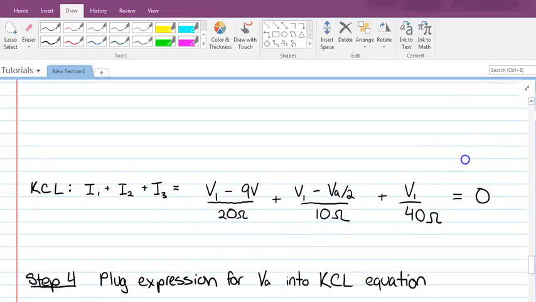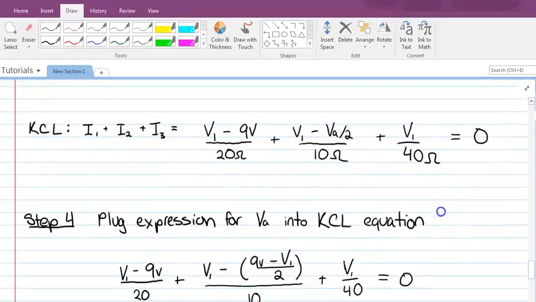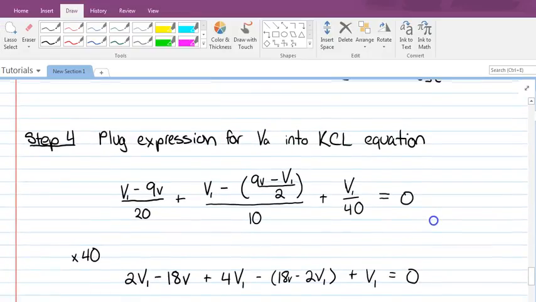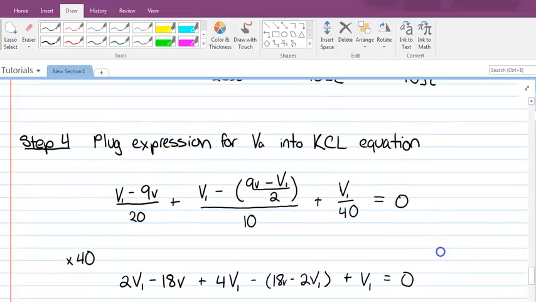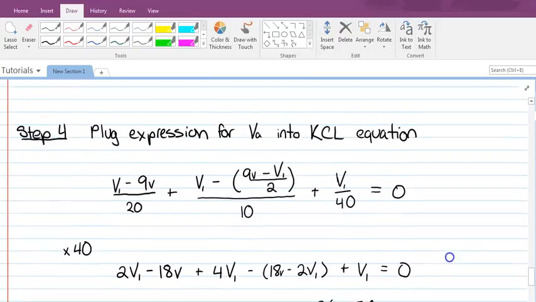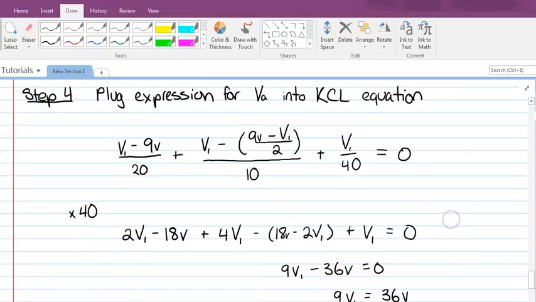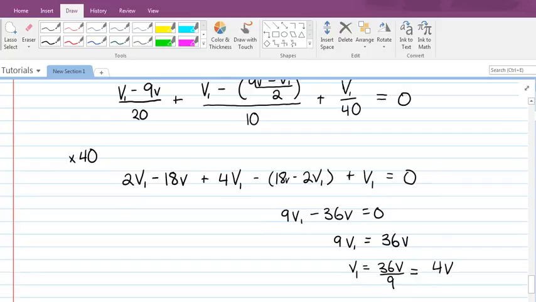So now step 4 is going to be to plug in our known expression for VA into this KCL equation. And that's what I've done right here. So now we've got the equation all in terms of V1, and we're going to solve for V1. Multiplying each term in the expression by 40 gets all terms on a level, that's multiplying by the least common denominator. And if we keep doing our math, we're going to find that V1 is equal to 4 volts.